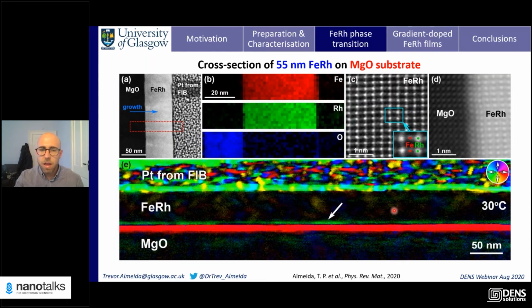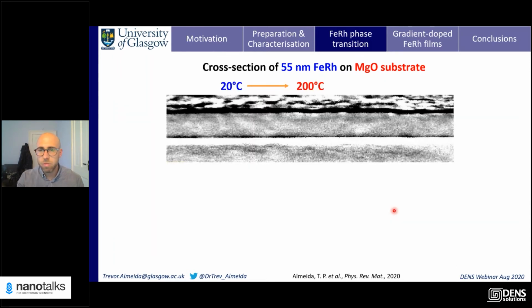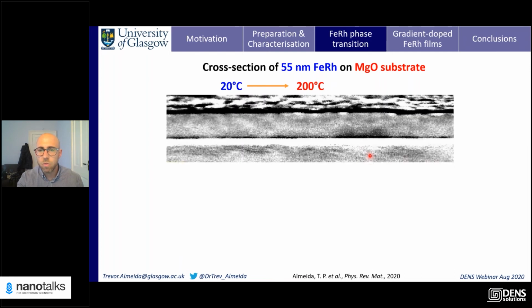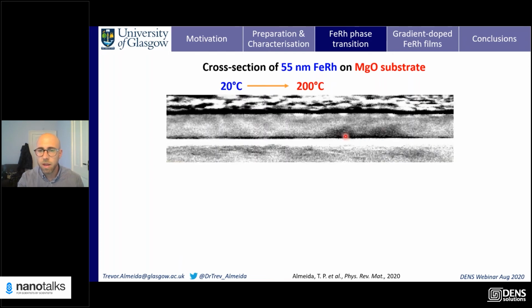Okay, so that's looking at room temperature or low temperature. So now I'm going to show a couple of videos of essentially heating up the iron rhodium through the transition. So on the top, we've got our platinum layer, in the middle is the iron rhodium, and at the bottom is the MgO. So if we play the movie, what we can see is we actually get nucleation of these two little domains at the bottom. They kind of look like little crocodile eyes peeking their head above water.